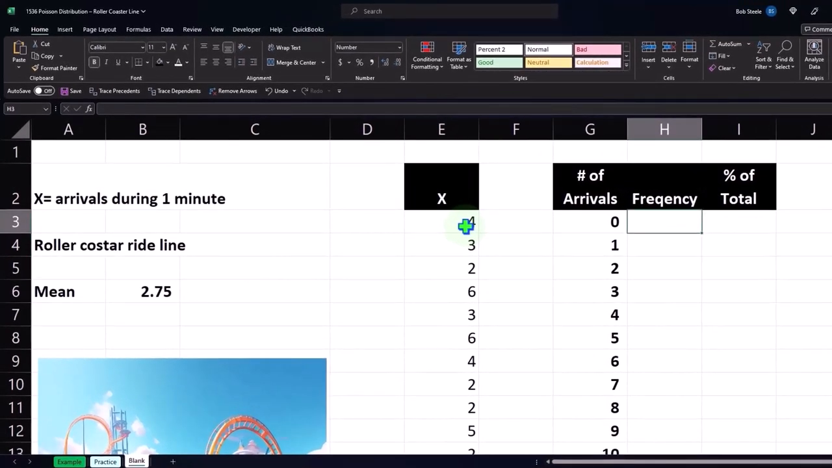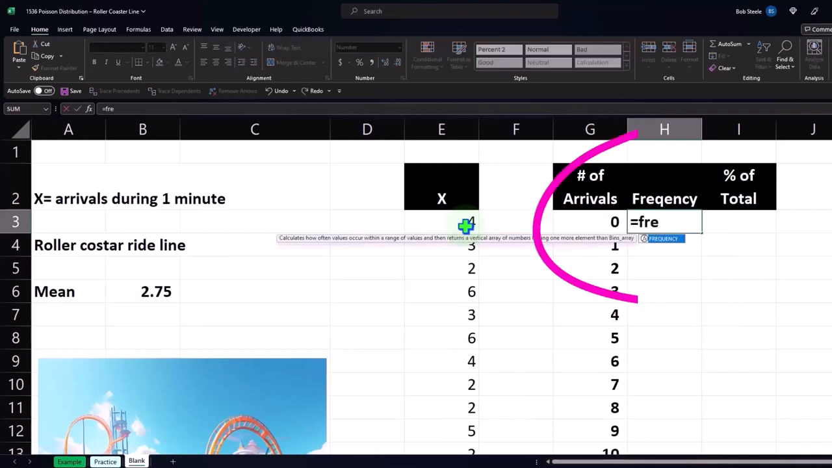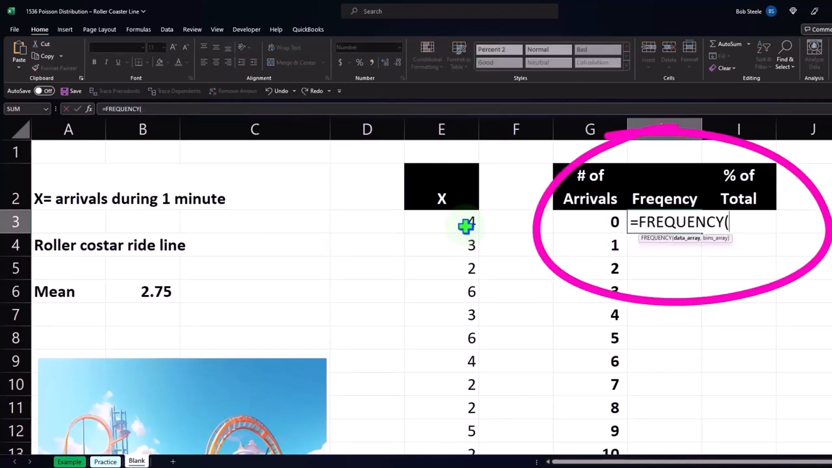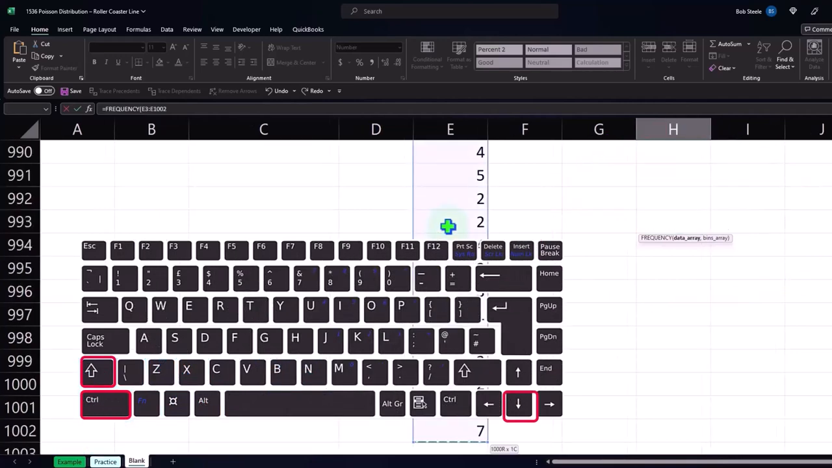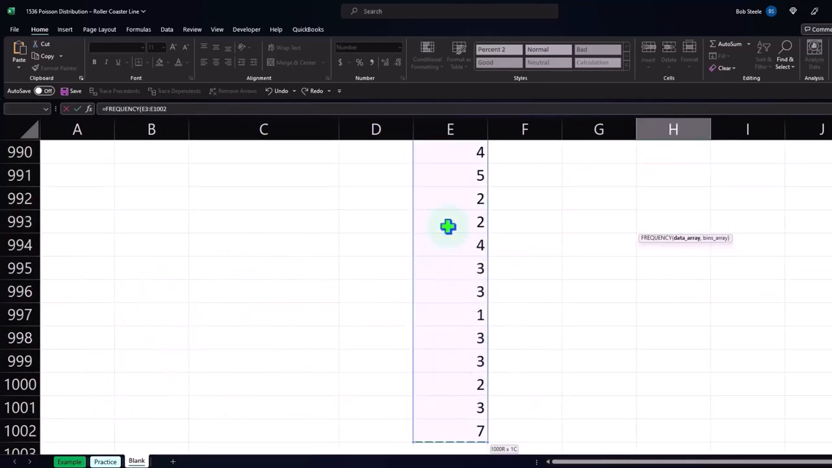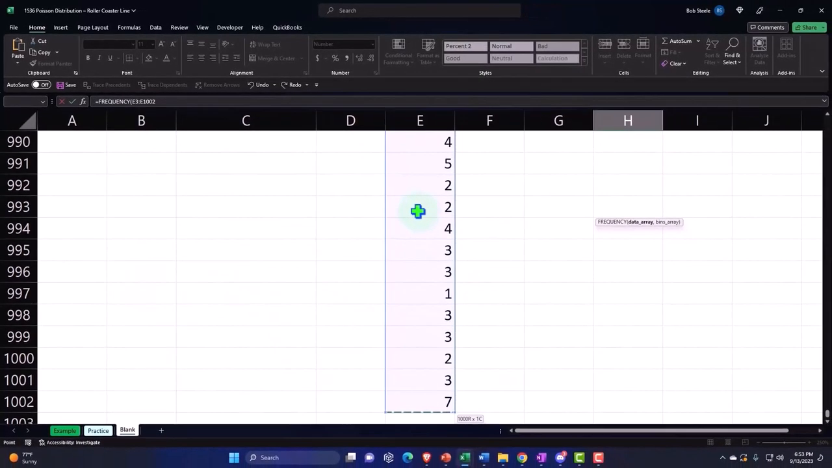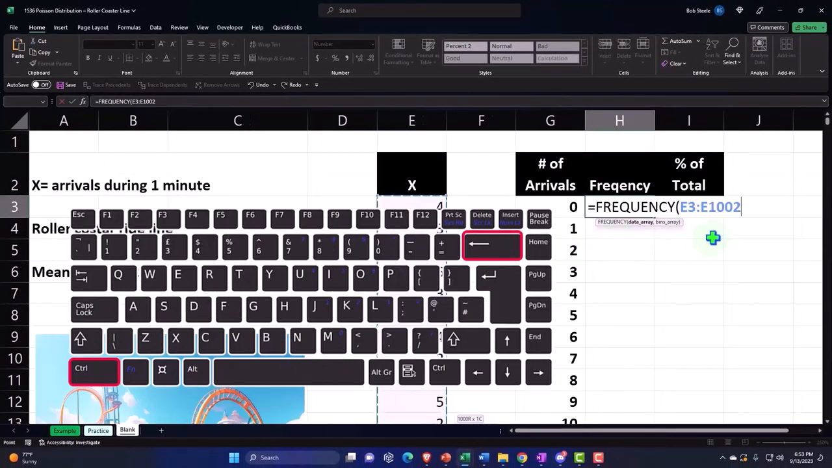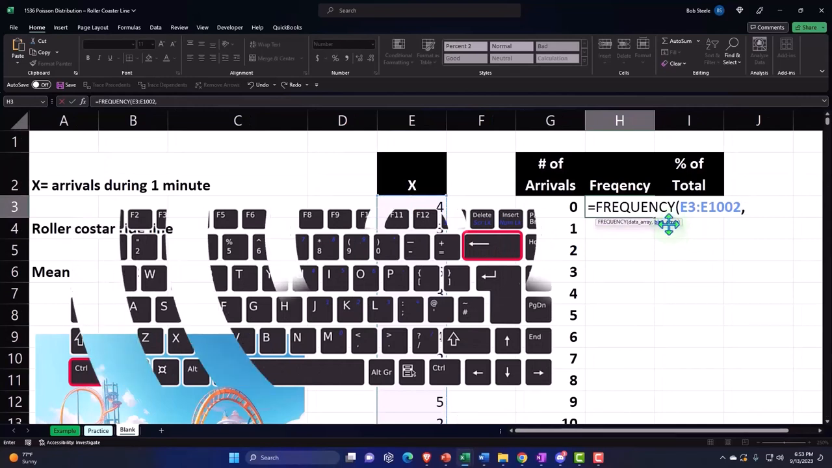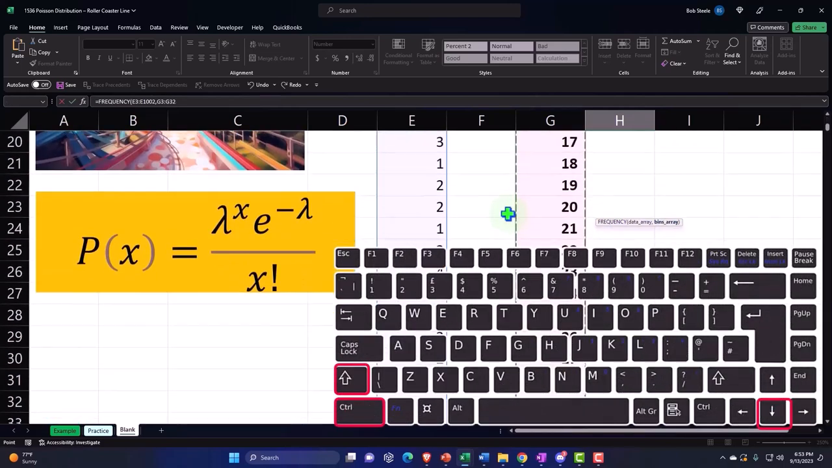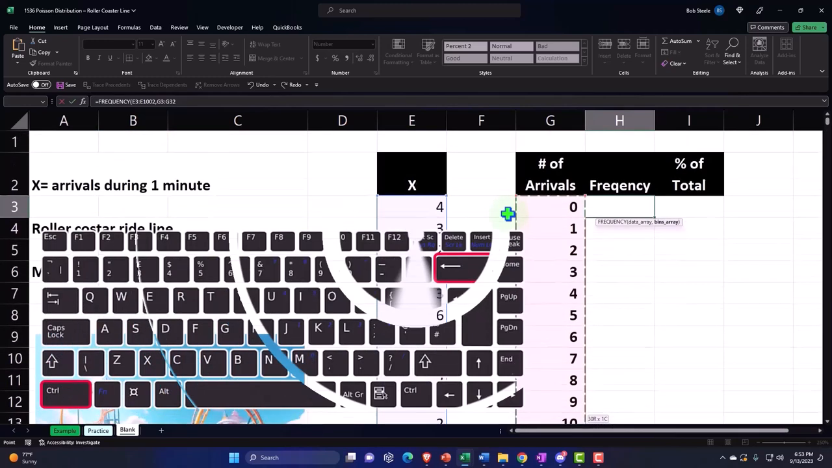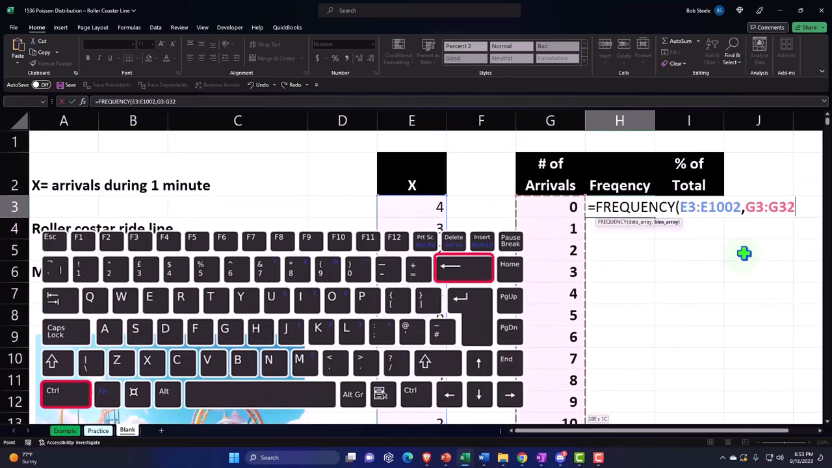Let's use the frequency, which is going to be equals FREQUENCY. And this is going to be an array function. And I'm going to pick up my data array. I'm going to put my cursor in E3, hold down Control Shift Down Arrow, takes me down to the bottom. I want to get back up to the top without unhighlighting this, holding Control Backspace, getting me back to the top, comma, and then the bins. The bins are going to be starting on G3, holding Control Shift Down, takes me down to that 29. To get back up, holding down Control Backspace, back up to the top, and enter.